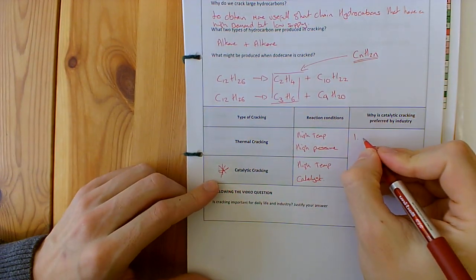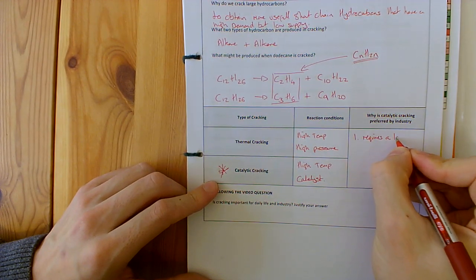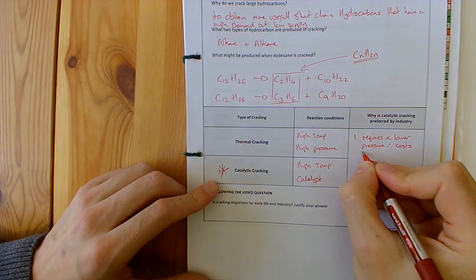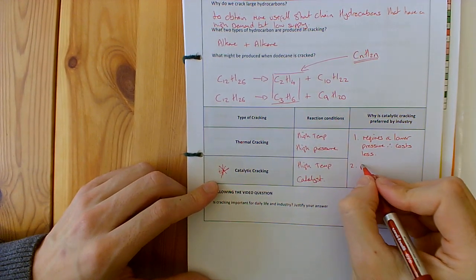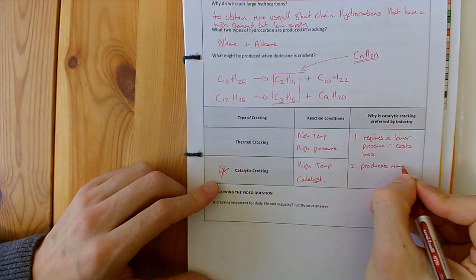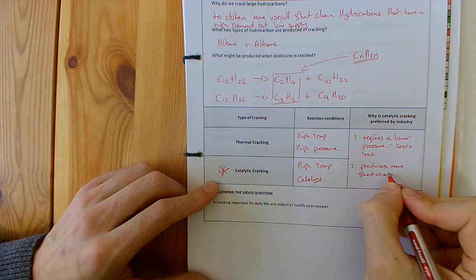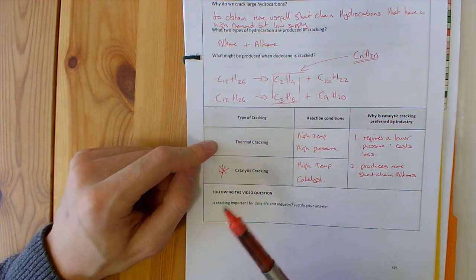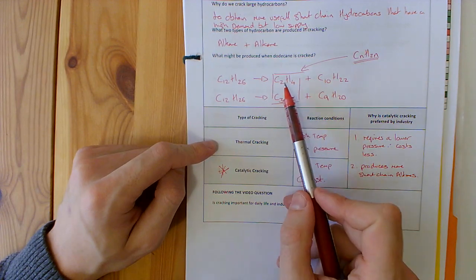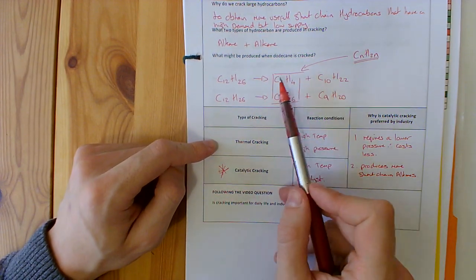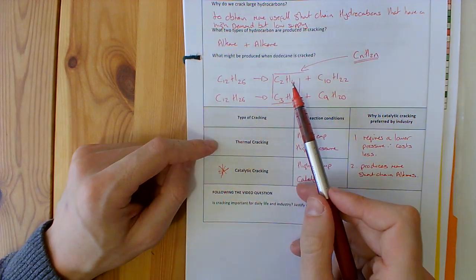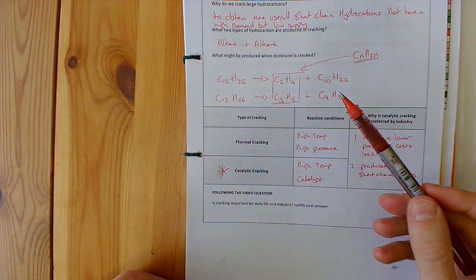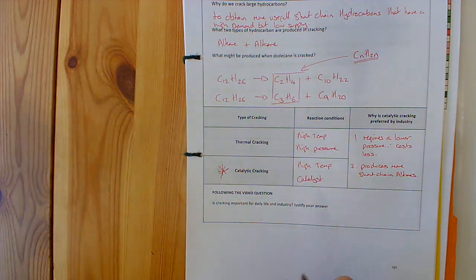Number one, it requires a lower pressure, therefore costs less. And number two, it produces more short chain alkanes. Whereas thermal cracking, you do get some short chain alkanes, of course you do, but you tend to get more alkenes produced. Like I said, up here, we've said one alkene, one alkane. Catalytic cracking is more likely to do that. Thermal cracking will give you a larger number of alkene molecules, which are useful, but in terms of this process, we're trying to obtain short chain alkanes, so catalytic cracking produces more short chain alkanes.